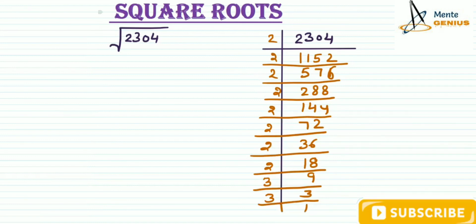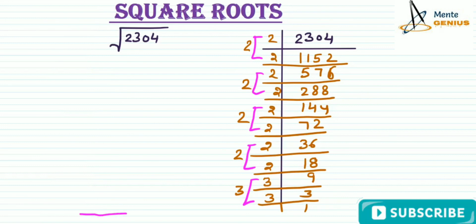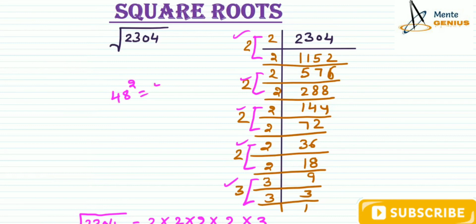Now just make pairs. One pair, second pair, third pair, fourth pair, and fifth pair. Now we are writing one number from each pair: 2, 2, 2, 2, and 3. Now to find the square root of 2304, it is equal to 2, 2, 2, 2, 4 times 2. We already made pairs, so just count them, and 3. 2 2s are 4, 4 4s are 16, times 3 is 48. This will be the square root of 2304. So 48 squared is equal to 2304.